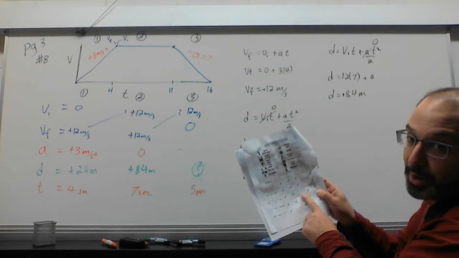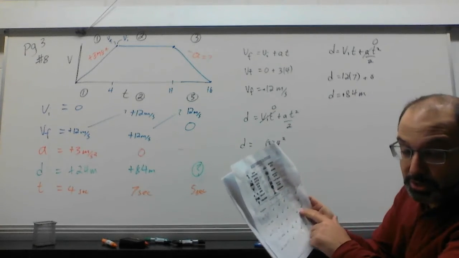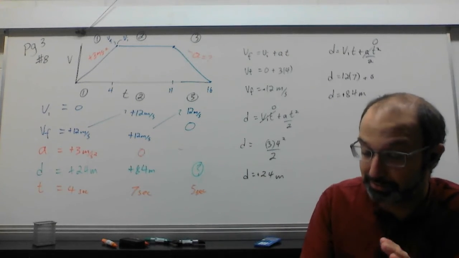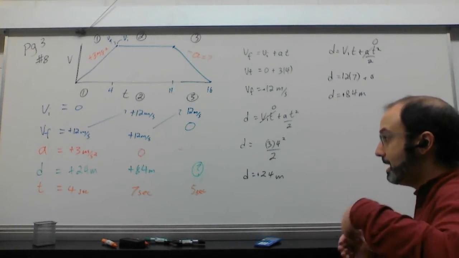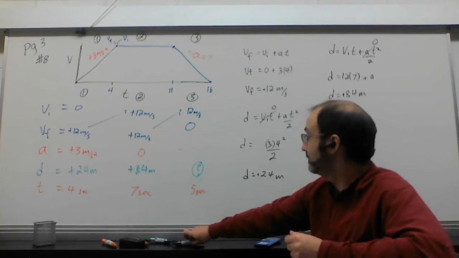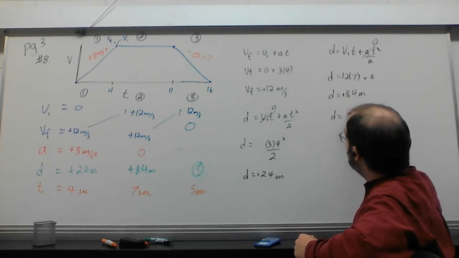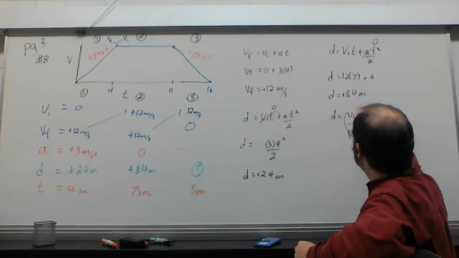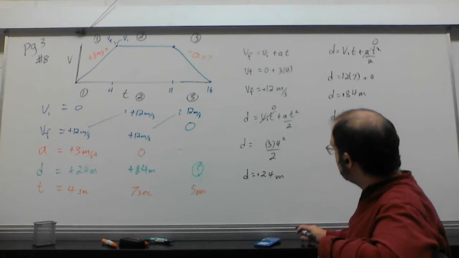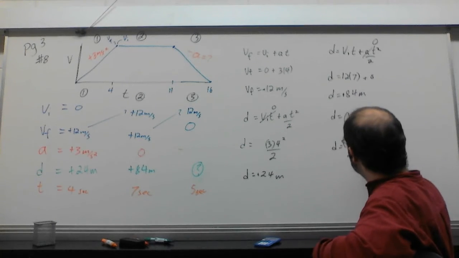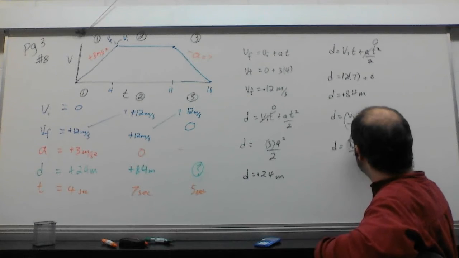Equation 3, no A. Even though there's no A in equation 3, it only works if there is an acceleration. It just so happens that in this one we don't know what the acceleration is. So equation 3 is going to be D equals VI plus VF, divide by 2, multiply by T. It's the only one that does that. So D, don't know that. VI is going to be 12 plus 0, all divided by 2, times 5 seconds.